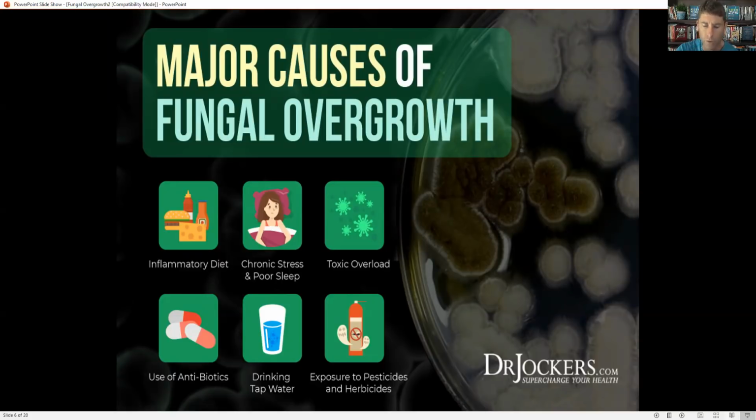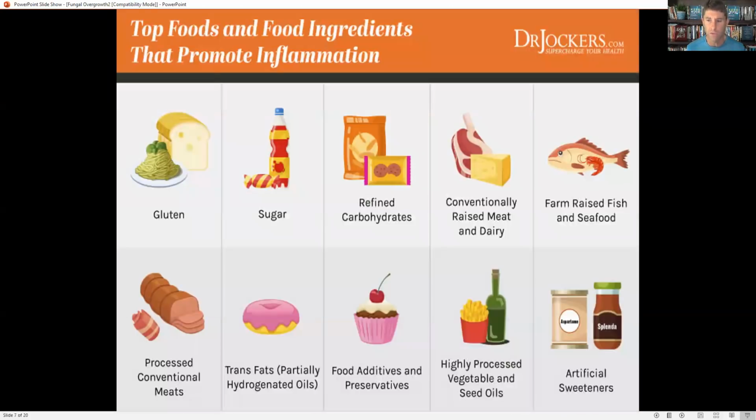But if we're overloaded with toxins, heavy metals, pesticides, different things like that, then that reduces our ability to detoxify them. Antibiotics, like I talked about already, drinking tap water, exposure to pesticides and herbicides. So these are the major things. These are the kinds of foods that promote yeast and fungal overgrowth in our system: gluten, sugar, refined carbs, conventionally raised meat and dairy, farm-raised fish and seafood, because of the amount of toxins that are in these things. A lot of pesticides and herbicides bioaccumulate in conventionally raised meat and dairy, as well as the farm-raised fish and seafood.